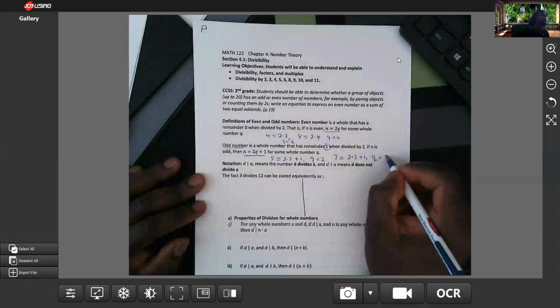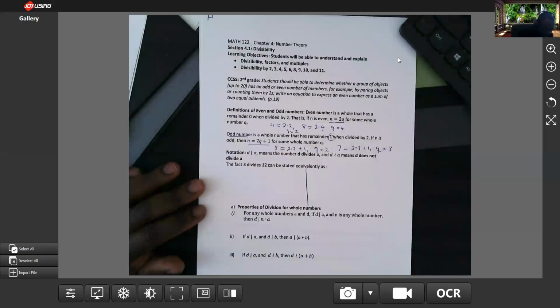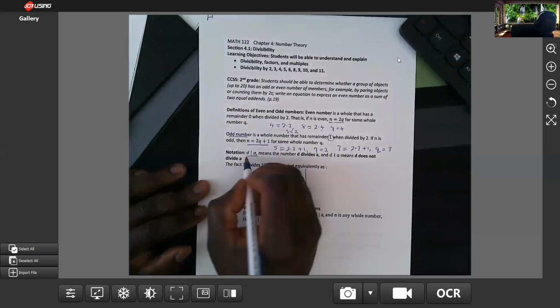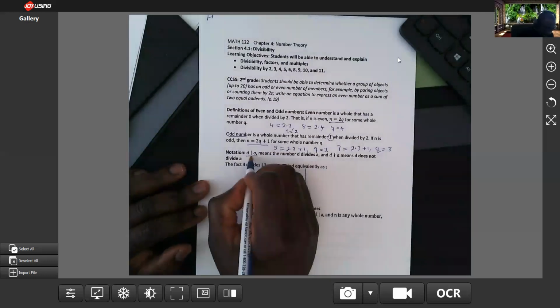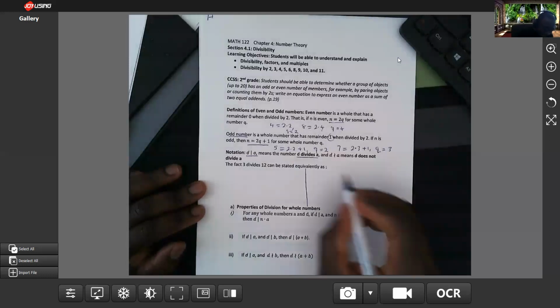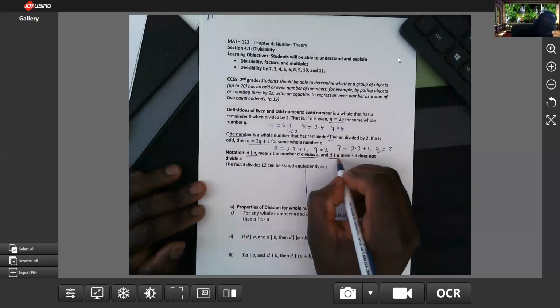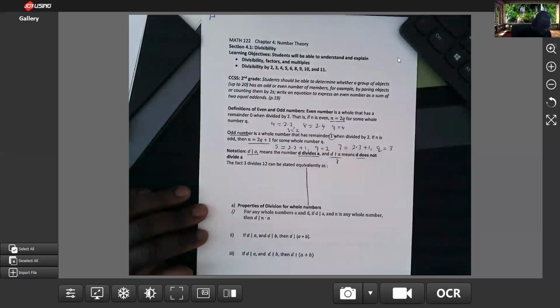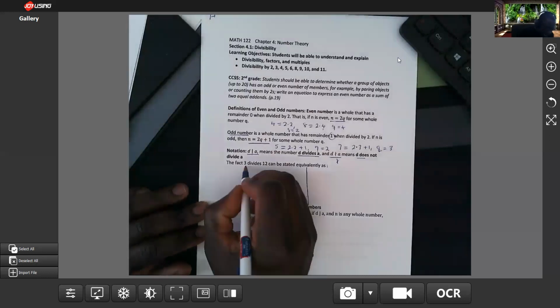All right. So the notation: we represent divisibility as a vertical line segment. That is, d, the vertical line segment, and then a means that d divides a. That's how we read it: d divides a. And if d doesn't divide a, we write the same symbol, but we just cross it like that.